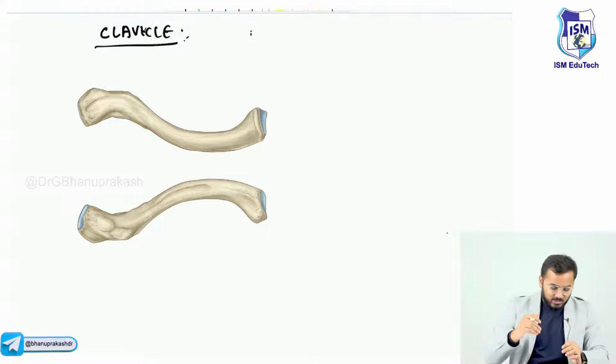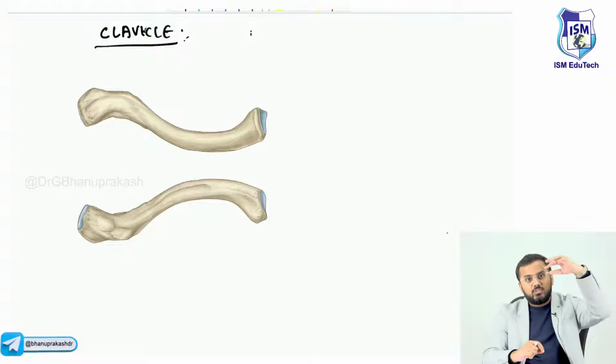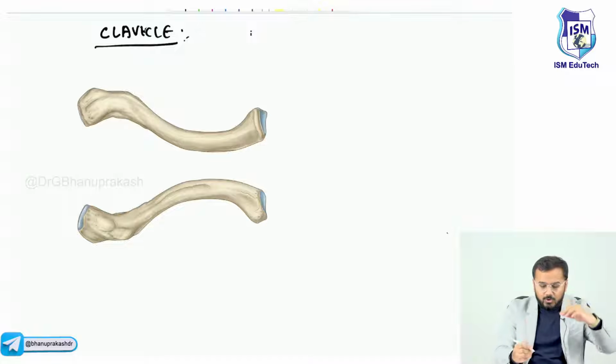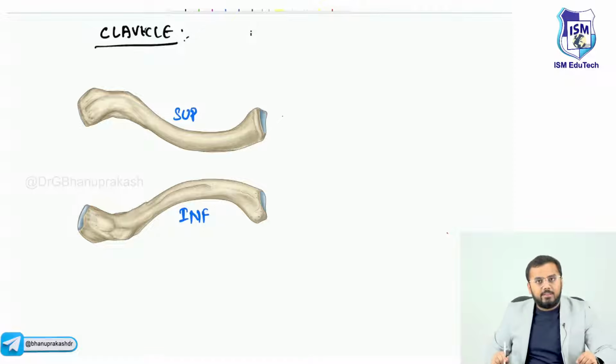Okay. So here if you see, this is not a right and left clavicle, okay? This is only a single clavicle. You are looking at it from two views. One is from the top view, one is from the bottom view, okay? So this is the clavicle which you are looking at from the superior view, and this is the inferior view of the clavicle, okay?